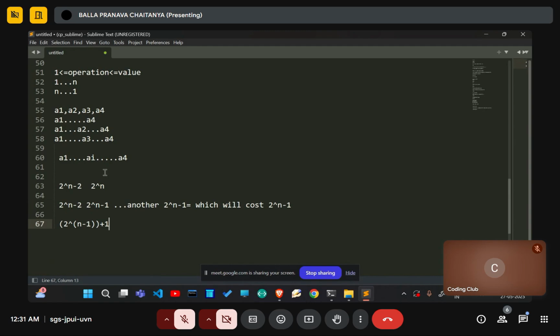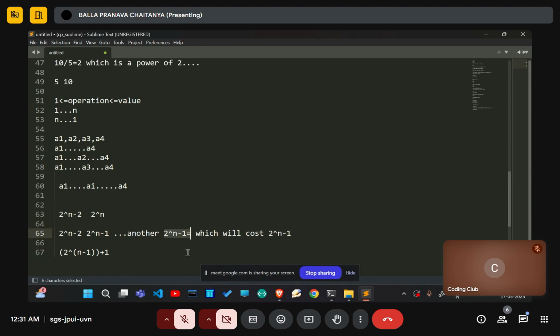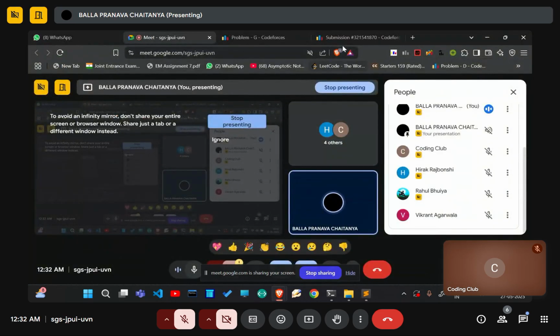I've thought a lot and came to this greedy idea that whenever I have to make this pattern of numbers, this is the best way to make it. First of all, we'll push the 2 to the power n minus 1, and then the rest of the part can be made, which we have already discussed. This is the only edge case, and that's it. Let's go to the implementation.